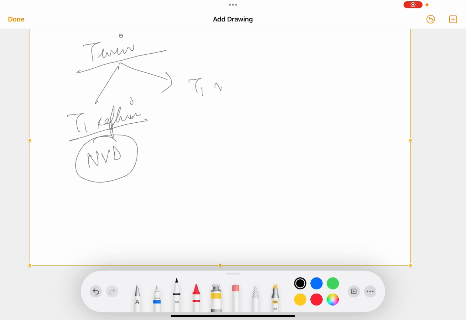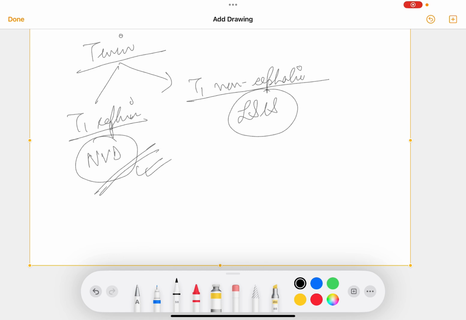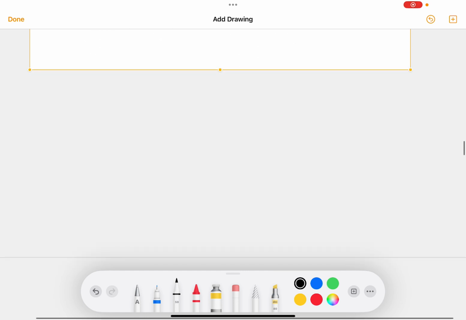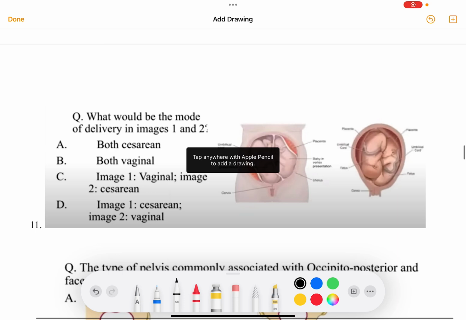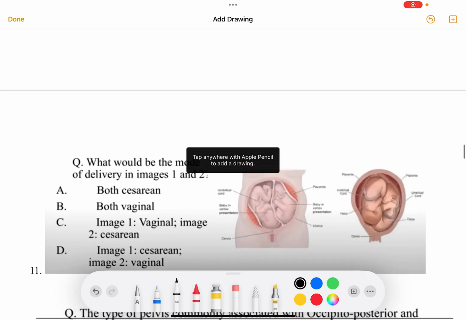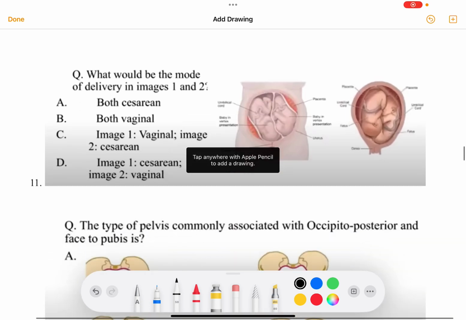Whereas if T1 is non-cephalic, be it breech, be it transverse lie or anything non-cephalic, you have to go for cesarean section, because the head is a very good dilator, and so vaginal delivery is possible only if T1 is cephalic. So in the first case T1 is cephalic, whereas in the second case T1 is breech. So the answer will be C, that is, in image 1 we go for vaginal delivery and in image 2 we go for cesarean section.